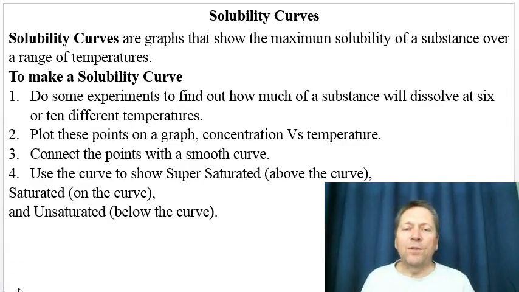Solubility curves are graphs that show the maximum solubility of a substance over a range of temperatures. To make a solubility curve, you need to do some experiments to find out how much of a substance will dissolve at 6 or maybe 10 different temperatures. Plot these points on a graph showing the concentration on the vertical axis and temperature on the horizontal axis. Connect the points of the graph with a smooth curve, and then use the curve to show the supersaturated areas which are above the curve, the saturated areas which are on the curve, and the unsaturated areas which are below the curve.